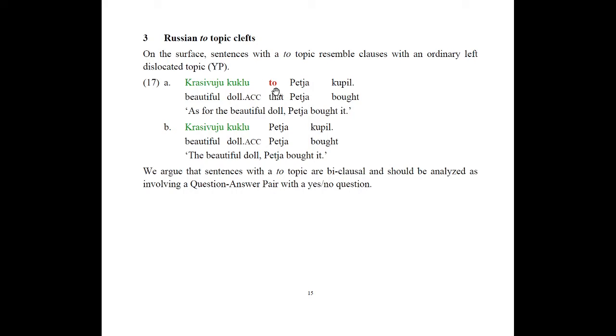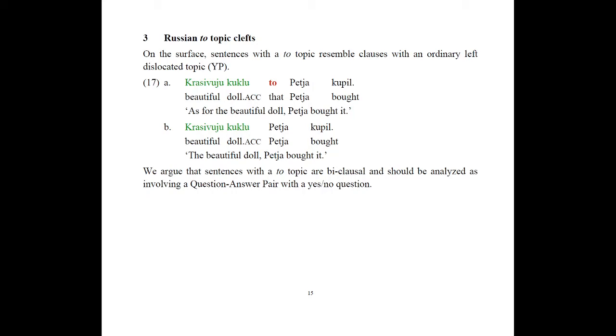Nothing again can intervene between the two, and then we have the rest of the clause. And this is very similar to ordinary left dislocated topics. So we can say, "beautiful doll that Peter bought": as for the beautiful doll, Peter bought it. Or we can say, "beautiful doll Peter bought": the beautiful doll, Peter bought it. On the surface they look very similar. Maybe 17a and 17b are both monoclausal constructions with just a left dislocated topic.